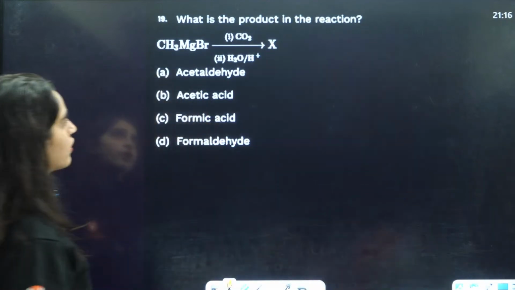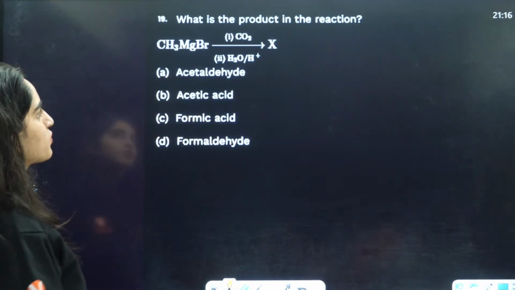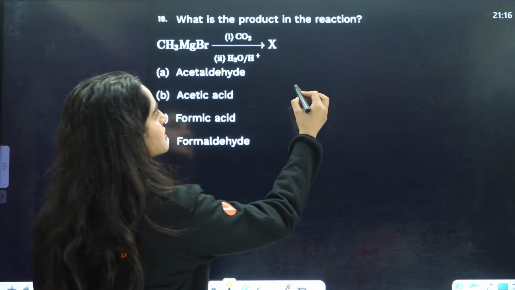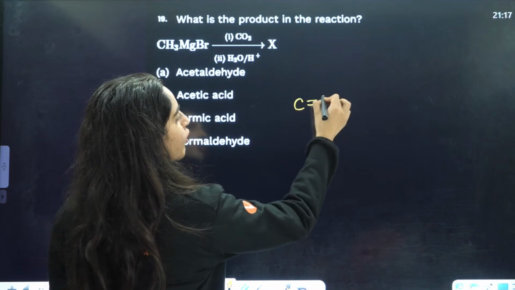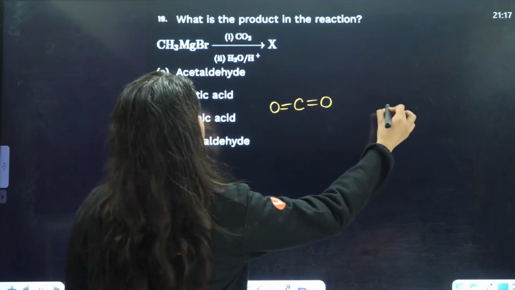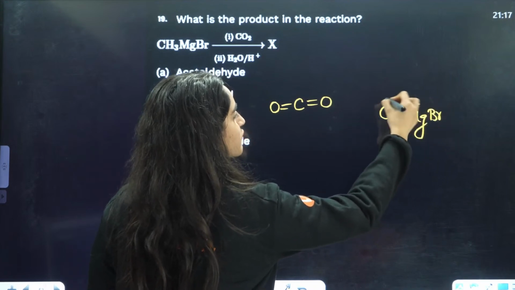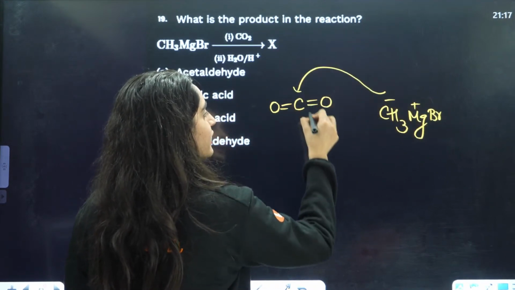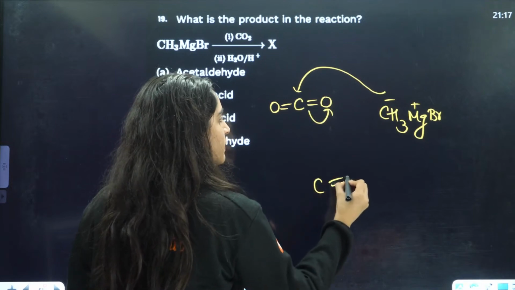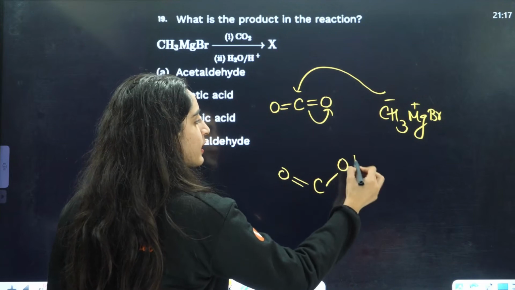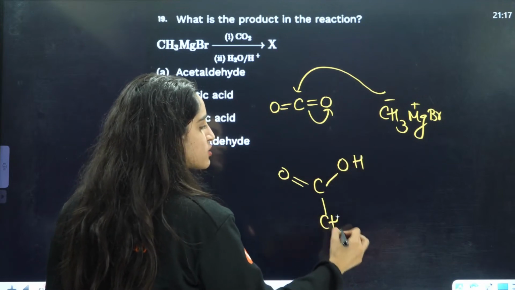Now again it's an organic chemistry question only. What is the product here? So how will you make it? Very simple. This is C double bond O, C double bond O. This is CH3MgBr, right? This is positive, negative, so it is going to attack here. Electrons are going to jump. C double bond O will be present here, O MgBr, that is H, and this will be CH3.